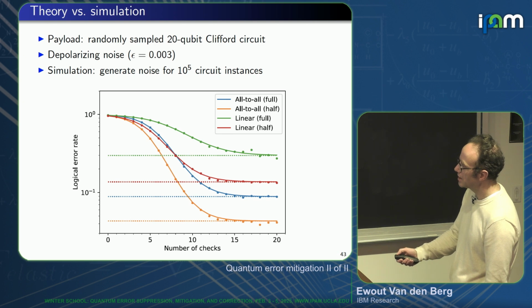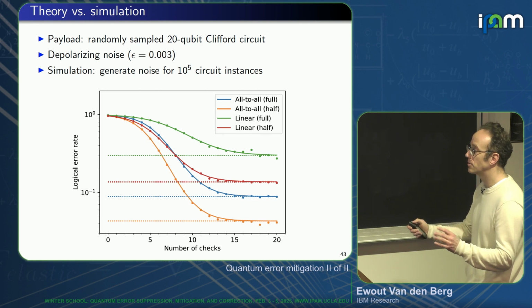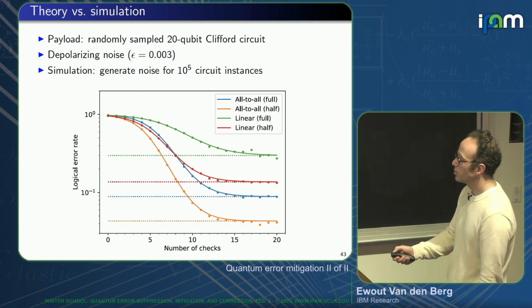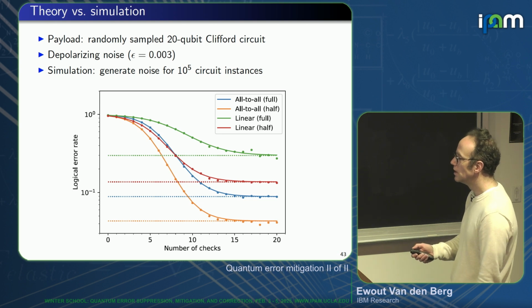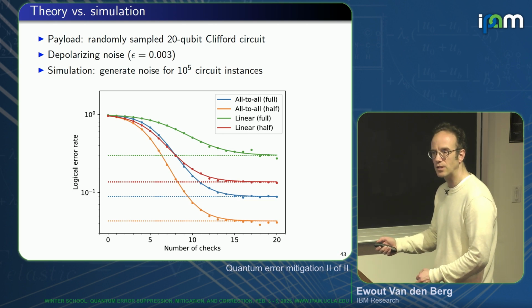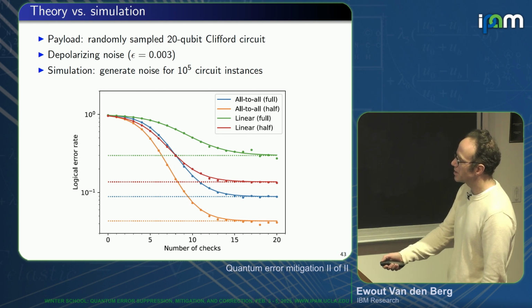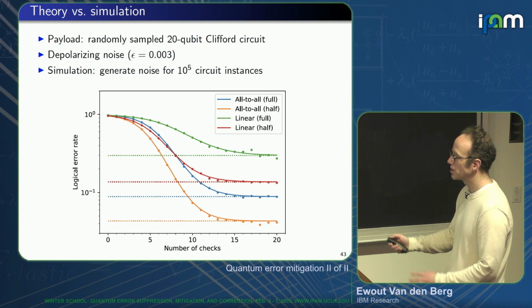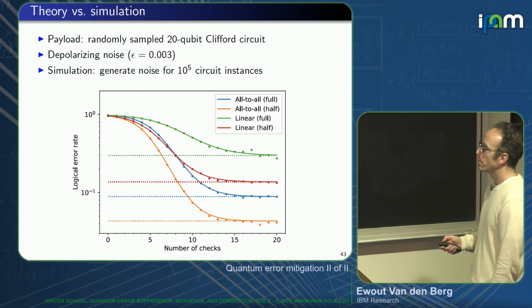With those settings, if you have fully connected checks on both left and right on a linear topology, then in this setting your error cannot be below this value. If you add more and more checks, you can approach it, but you cannot go below it. And you see all-to-all has better results. And if you have the half version of just one side, you can get much lower logical error rates.